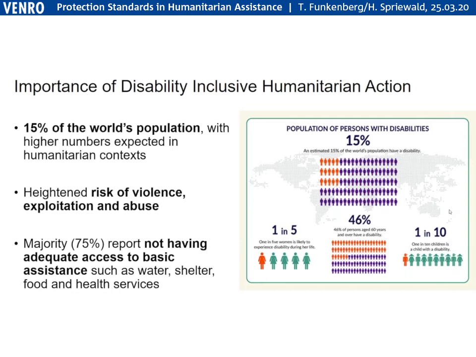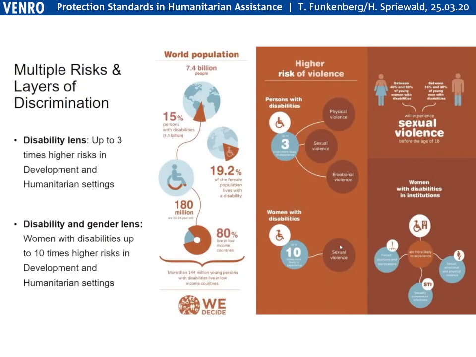But we shouldn't only look at disability, we should take an intersectional approach, because a person with disability is not only a person with disability, but a person, either a self-identified woman with a disability, or a self-identified man with disability, might be a child with disability, might be an older person with disability, or might be from a different ethnic group with previous experience of discrimination. So we shouldn't only look at one characteristic, but we should take an intersectional approach.